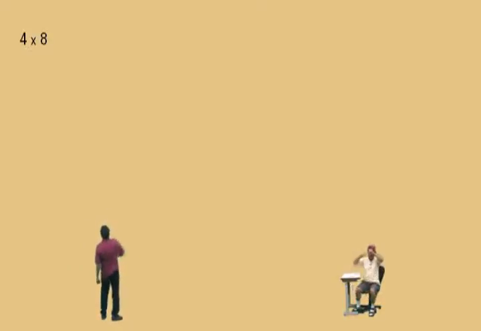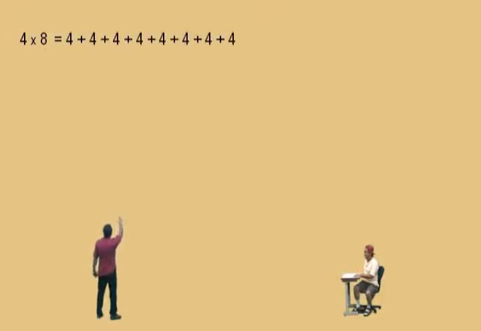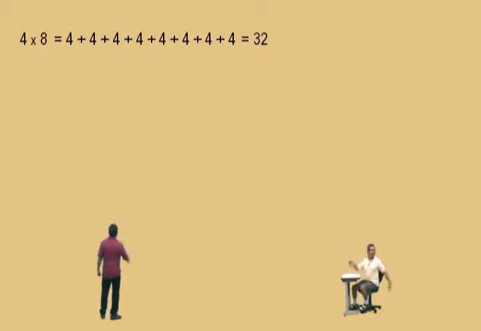We'll start with a review. 4 times 8. Charlie, what does 4 times 8 mean? It means you have 4 plus 4 plus 4 plus 4 plus 4 plus 4 plus 4 plus 4. You have 8 of them being added together, right? And what's 4 times 8, Charlie? 32, right? Positive times positive is positive. We already talked about that in the last video.